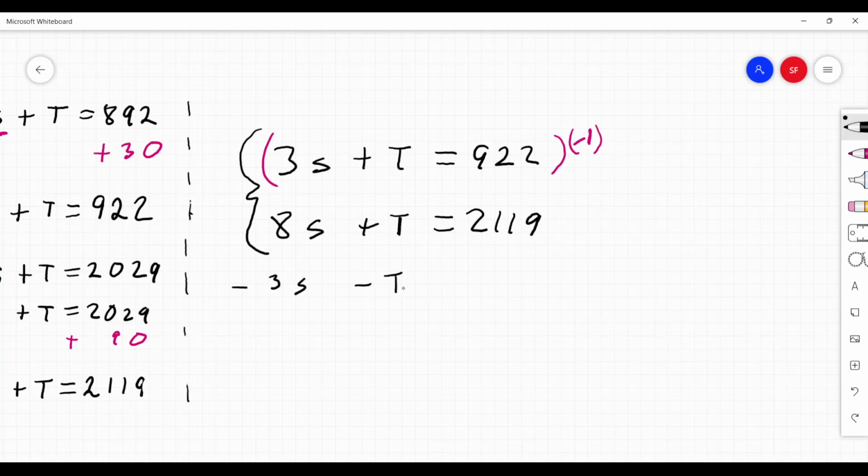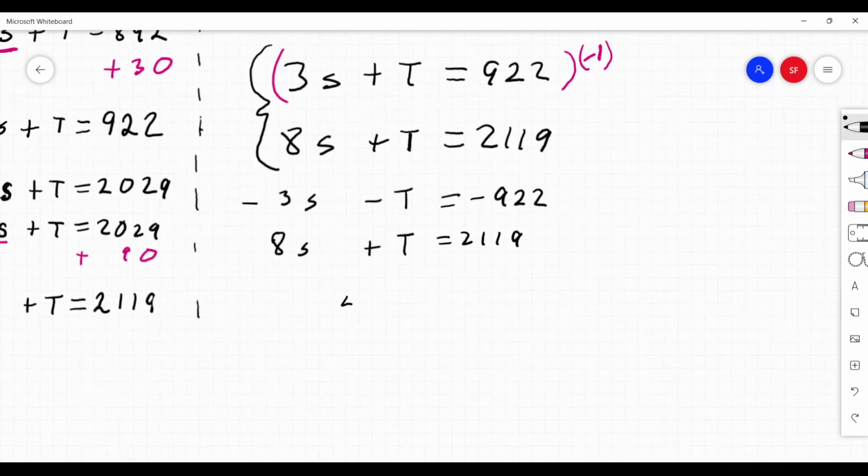-3s minus t equals -922. Oh, so get rid of the t. Guess what? Get a decimal. Then we get a fraction. Oh my gosh. Wow. So this would be 5s equals, what does that give us? 1,000. Now it's 55 equals. No. That's 5s. 1,907. No, 1,197. 1197.